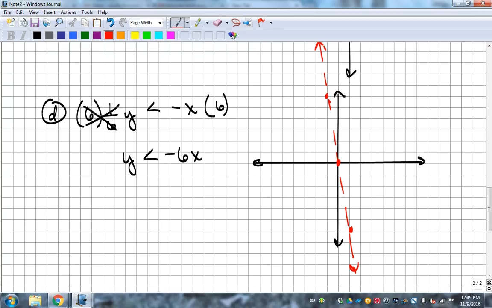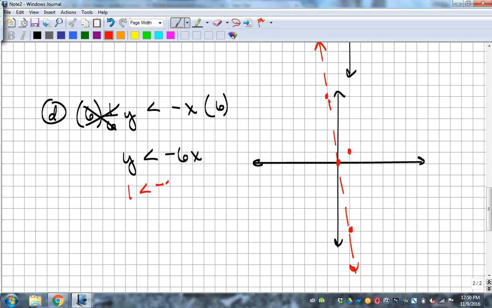I've got to pick another point. It doesn't matter what point it is. You just need to pick one that's on one side of the line. I'm going to pick a nice easy one like 1, 1, because that's on the right-hand side of that line, right? If I test it and it's true, I'm going to shade that side. If it's false, I'm going to shade the other side. So I'm going to test 1, 1.